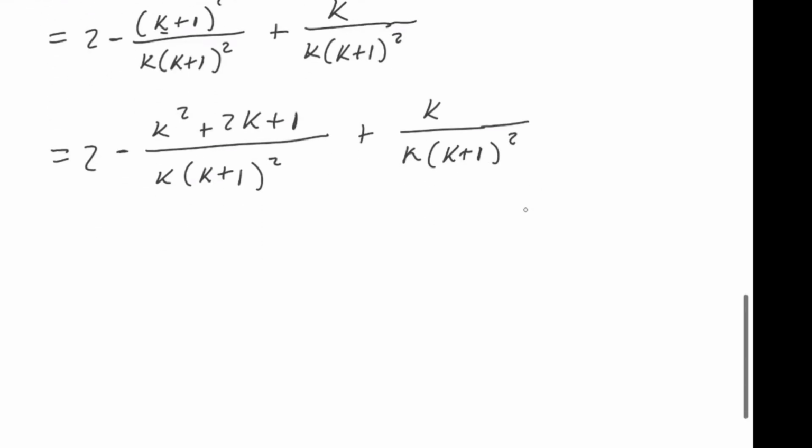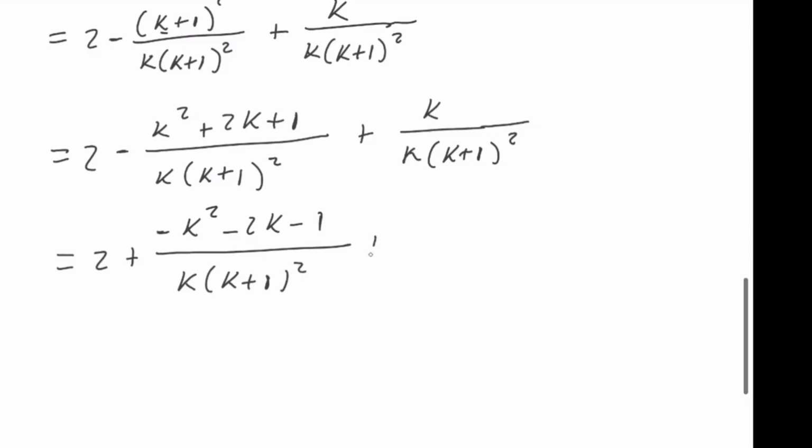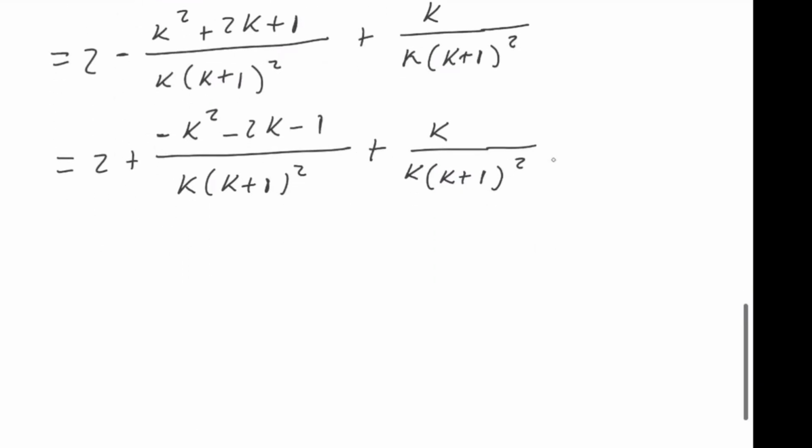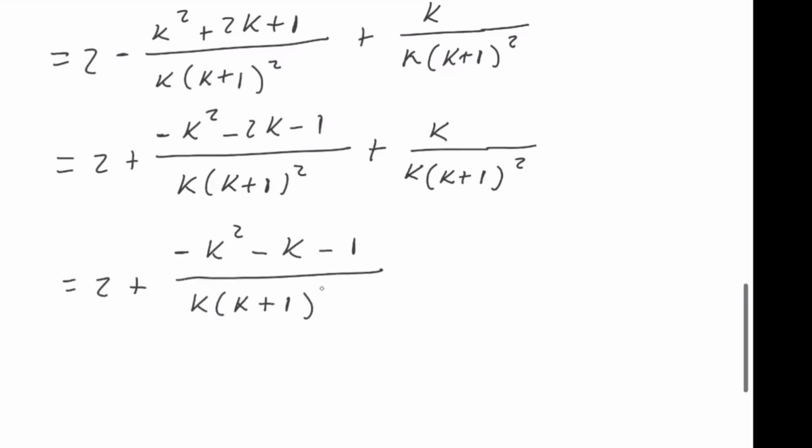Now let's go ahead and distribute that negative. So this is going to be 2 plus negative k squared minus 2k minus 1 over k times k plus 1 squared plus k over k times k plus 1 squared. And now we can combine them. So this is going to be equal to 2 plus negative k squared minus k minus 1 all over k times k plus 1 squared.